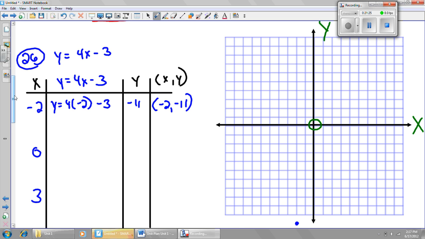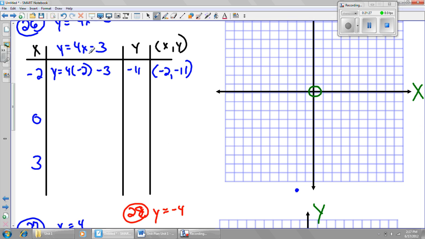Okay, now I'm going to plug 0 in. This will turn to 0, and I'll end up with y equals negative 3, right? So (0, negative 3) is a point on the graph. Okay, and then I need to plug 3 in. 4 times 3 minus 3, that's going to be 12 minus 3, which is 9. So (3, 9) will be on my graph.